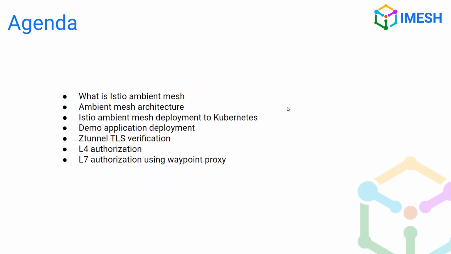Today's agenda is what is Istio Ambient mesh. We'll be seeing what all the things it is bringing with that. After that, we'll go through the architecture of ambient mesh. And then next we'll be deploying it to a Kubernetes cluster. We'll be deploying a sample application and we'll check what all the functionality it is providing. A few of the functionalities we'll be covering today. Other functionality we'll be covering in subsequent sessions in future.